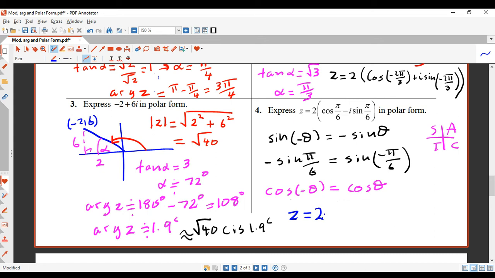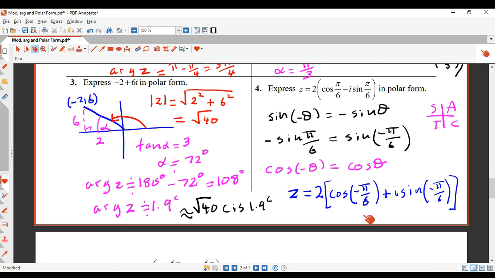So this is going to be 2, just using square brackets here for variety, cos of minus pi on 6, since that's equivalent to cos of pi on 6, plus i sine, because minus sine pi on 6 is the same as sine of minus pi on 6. There we go. So that's in polar form now, because we need to have the angles the same for each term, and we need a plus sign between the cosine and the sine term.